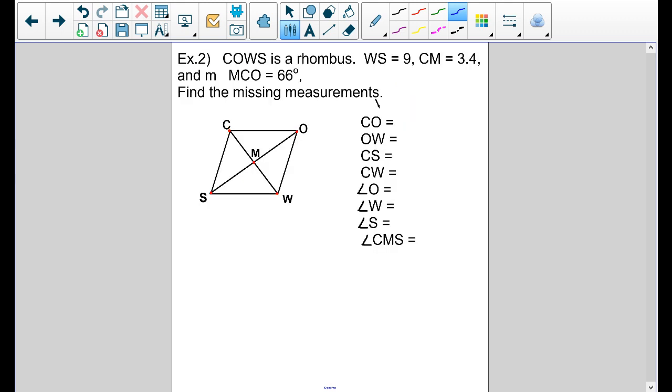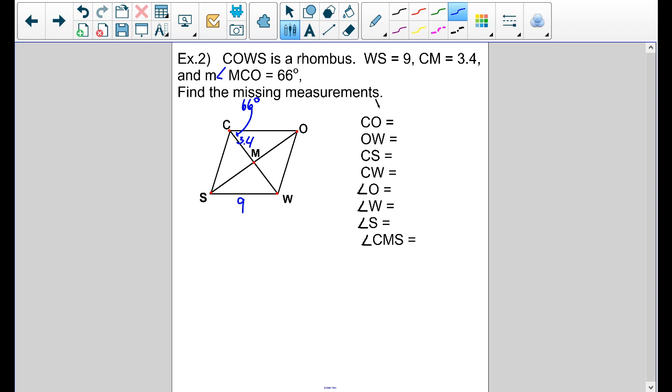On the next page, we have COWS is a rhombus. So you can see these measures. WS is 9. We'll just write it in there. CM is 3.4. So fill in what we know. And this should be angle MCO, so this top angle here, this angle measure here is 66 degrees.